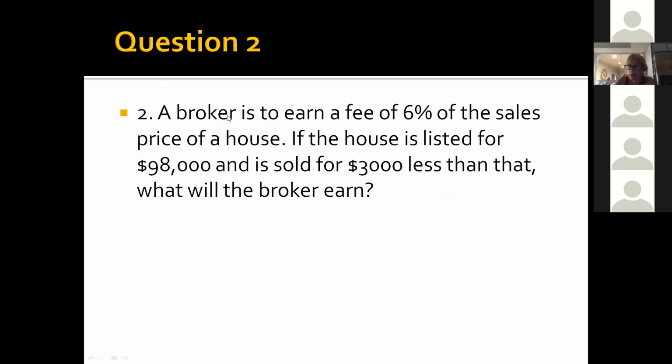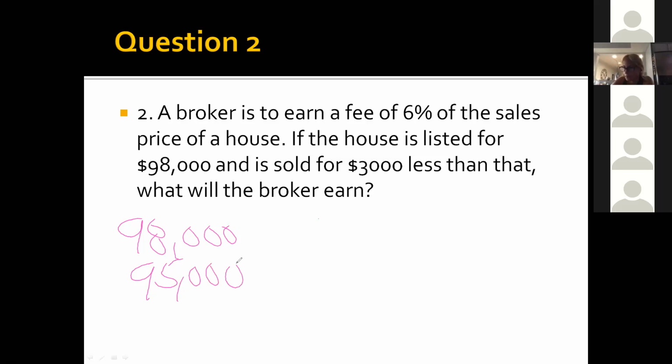Let's go to the next one. A broker is to earn a fee of 6% of the sales price of a house. And this is the way they word these, because they want to give you two steps. They don't want to make it too easy. So if the house is listed at $98,000, I'm going to have to do two steps on this now. The house is listed at $98,000, and as usual, it's going to sell for $3,000 less, which means our sales price is going to be $95,000.